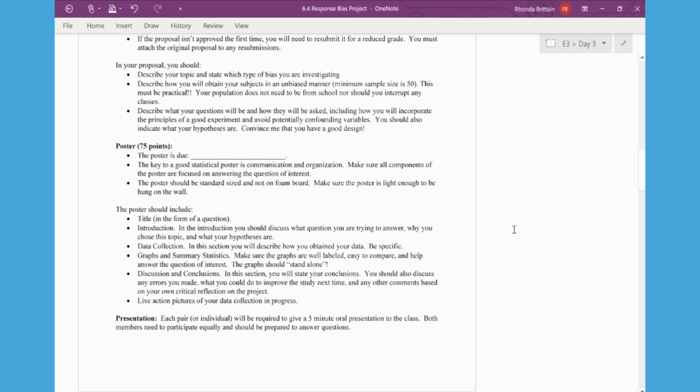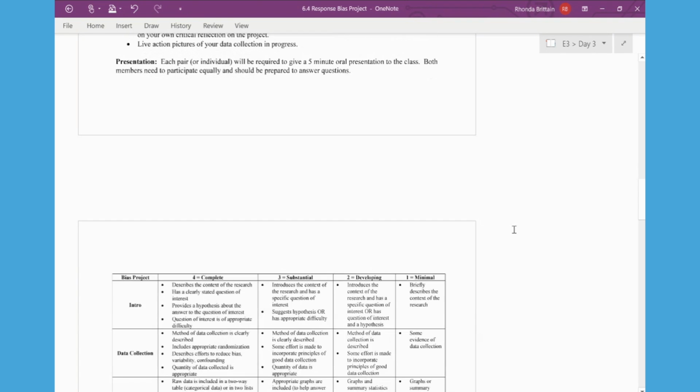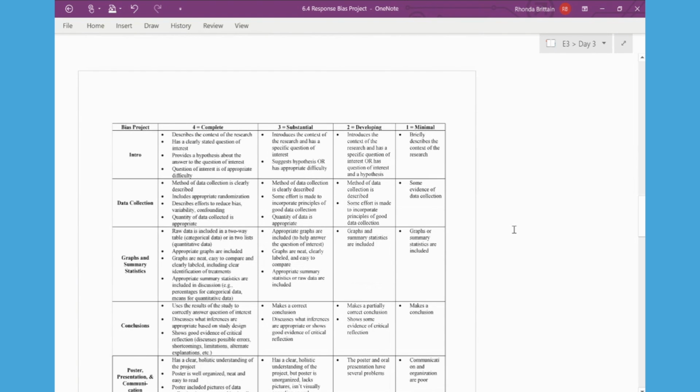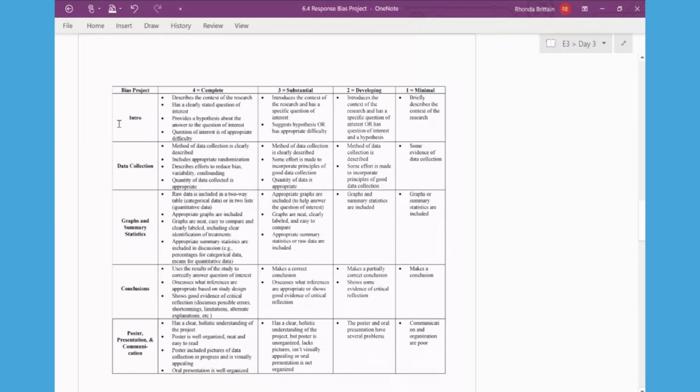If you look on the teacher pages, then you will also see a grading rubric. This is going to break down into the intro, data collection, and they will be collecting their own data, any graphs or summary statistics that are included, the conclusions that they made after the experiment, and then their presentation, which is the poster.